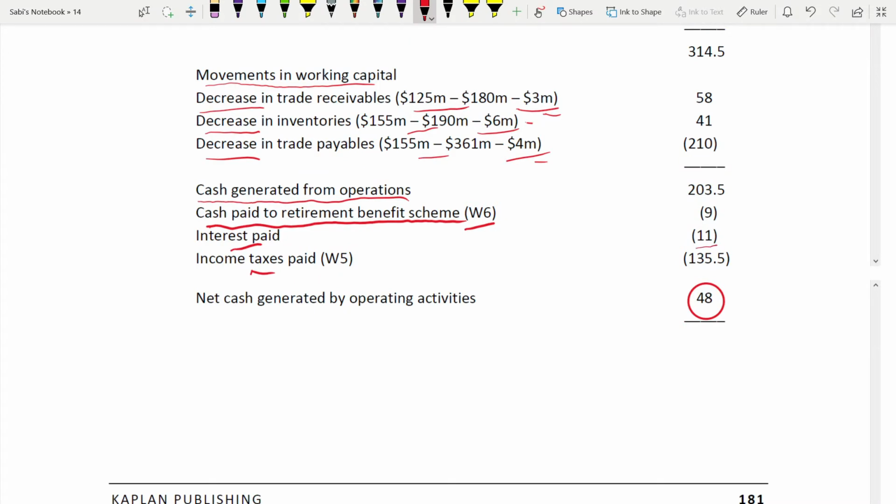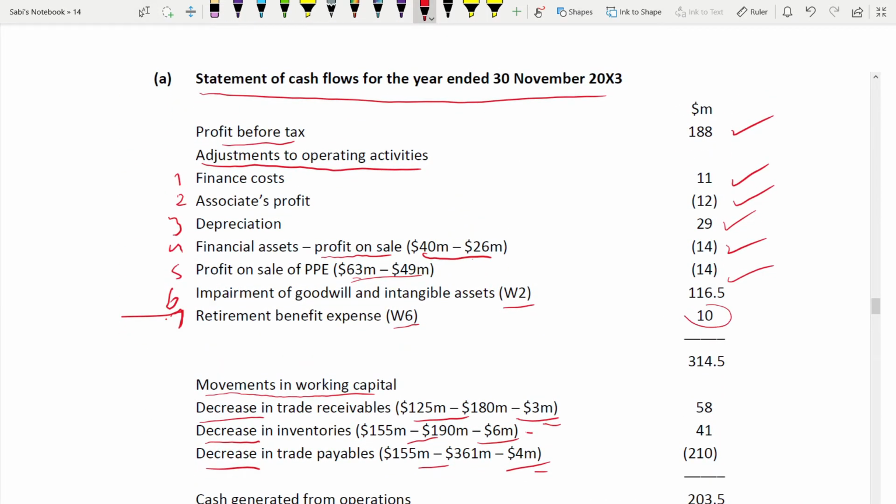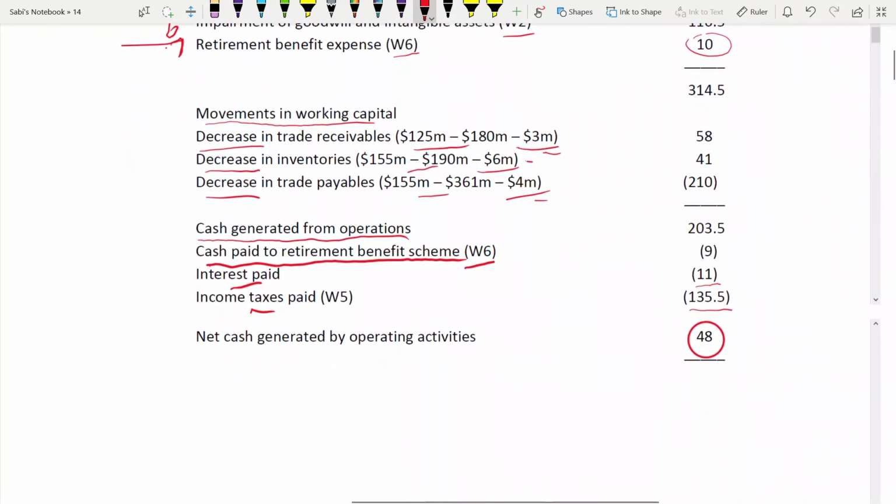So interest paid is 11. Then income taxes, we have done the workings. And then we have to deduct the cash paid. That retirement benefit scheme 10 is here. We are taking it. We have to add it back. But when we are deducting cash paid to retirement benefit scheme, we are deducting 9, the contribution paid to the scheme. That 9 only we are deducting. It is already given.